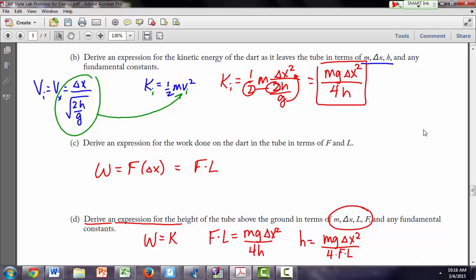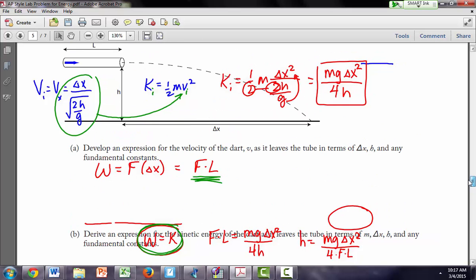Okay, for part D, I've already done it. Derive an expression for the height of the tube above the ground in terms of those things. Looking just at the beginning of this problem, the work done by the force inside the tube over length L took the dart from 0 kinetic energy to the kinetic energy it had right when it left the tube.